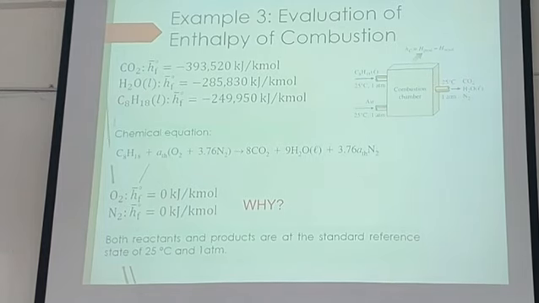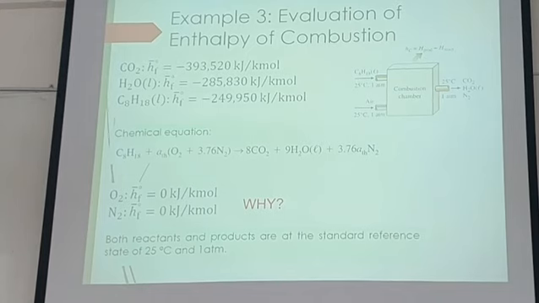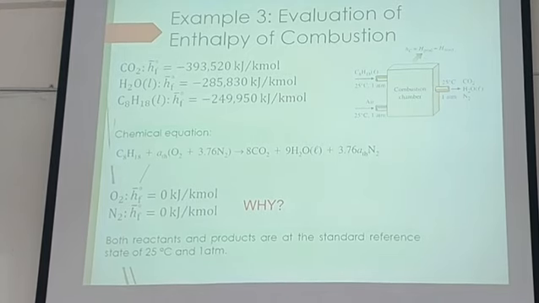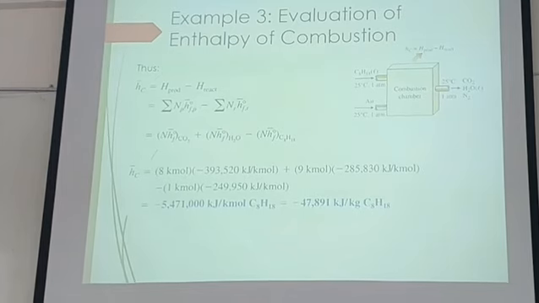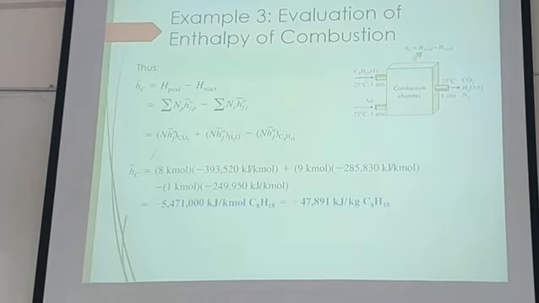So 8 CO2, 9 H2O. But you need to balance this out. Originally, you don't know how much CO2 and H2O. So this 8 and this 9 is just from there. So this way, you can get the enthalpy of combustion.